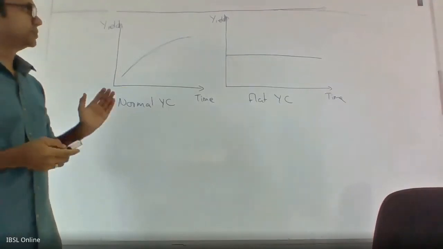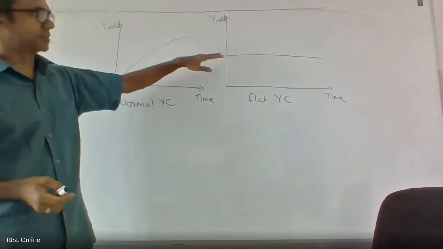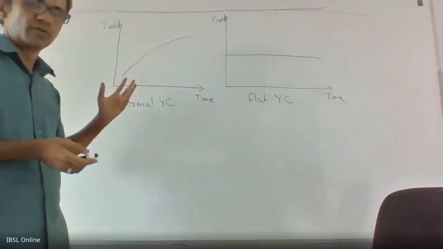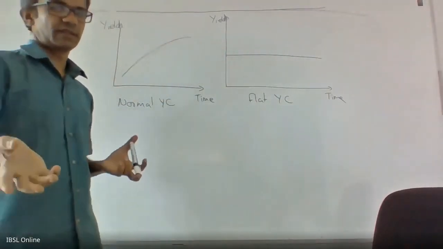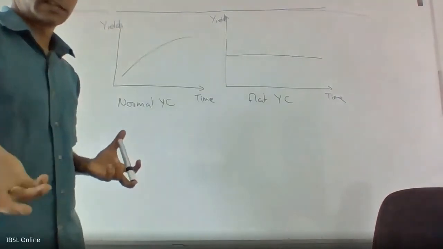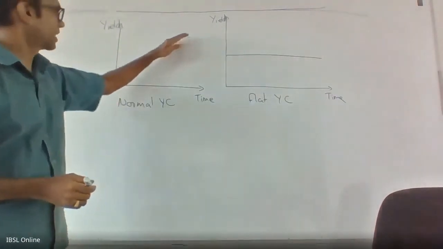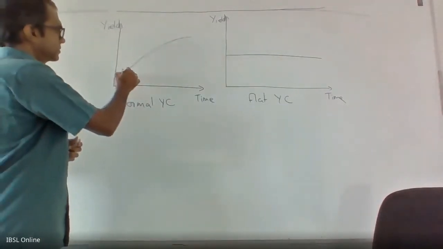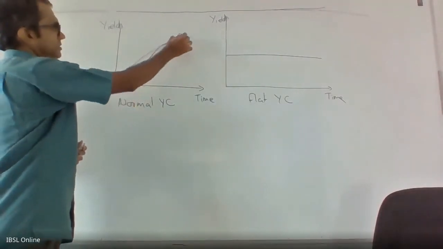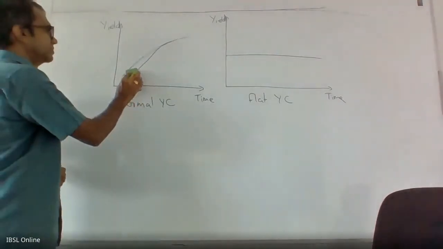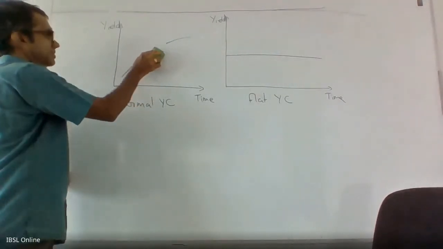In real life, you won't see exactly a flat yield curve like this. So, no, normal yield curve. What I showed you, the Sri Lankan government curve in 2011, is not exactly like this, but just like this. Still, we can say it's a positive yield curve.